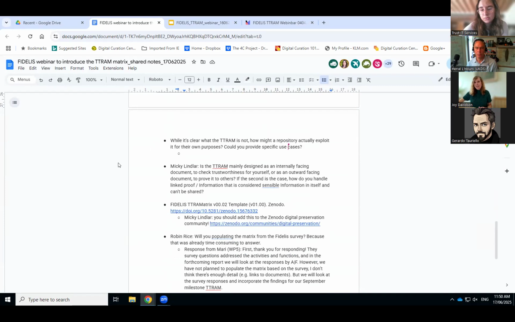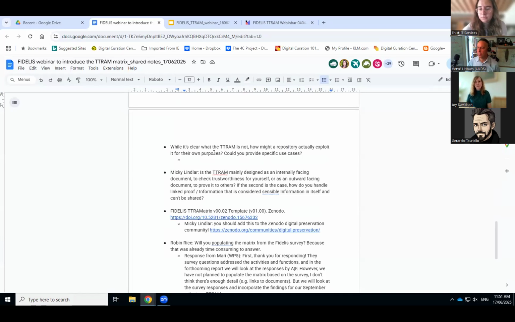Another question, I'll go through the ones in the notes and then I'll jump back to the chat. So while it's clear that TTRAM is not, how might a repository actually exploit it for its own purposes? Could you provide any specific use cases? And I think you kind of mentioned a little bit before about some of the things UKDS is currently looking to assess itself against, but maybe you can run through it a little bit again.